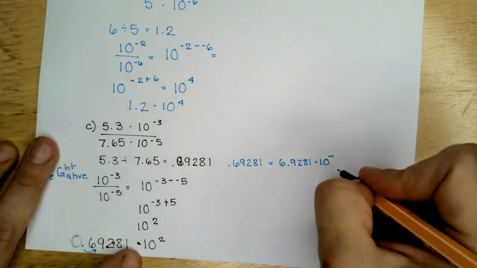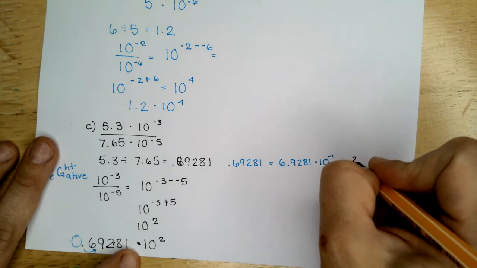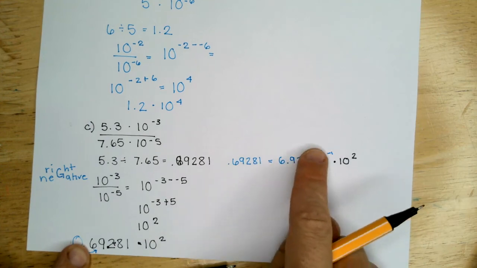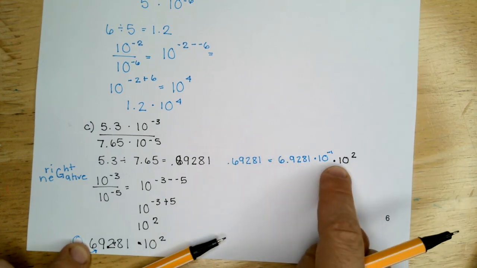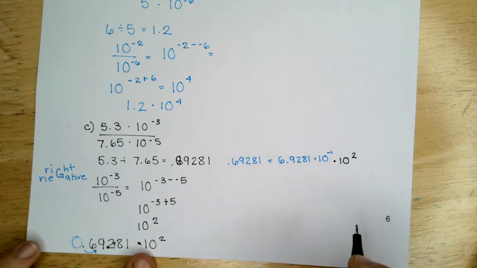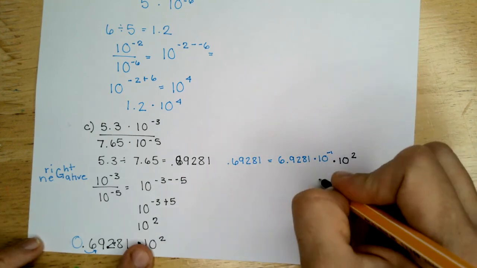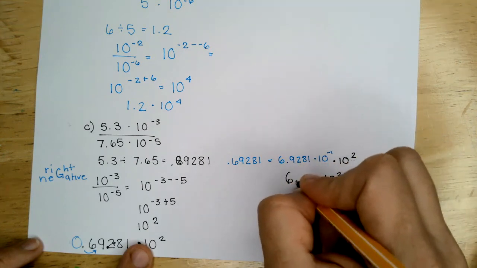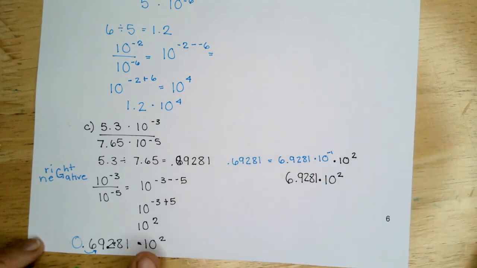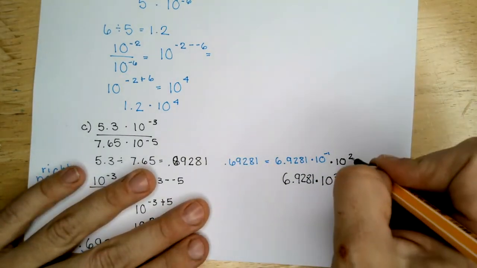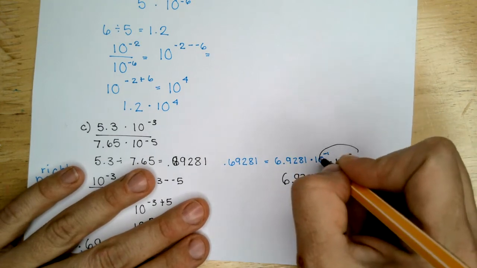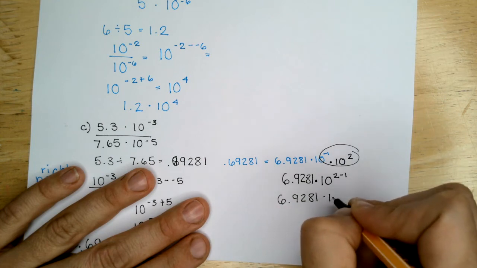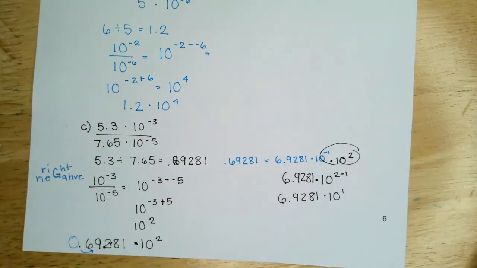Don't forget, we're already multiplying it by 10 to the power of 2 from over here. So here we're just changing it back into scientific notation. And then you need to include the end of your original scientific notation. So times 10 to the power of 2. And we have 6.9281 times 10 to the power of 2 minus 1, right? 6.9281 times 10 to the power of 1, or times 10.